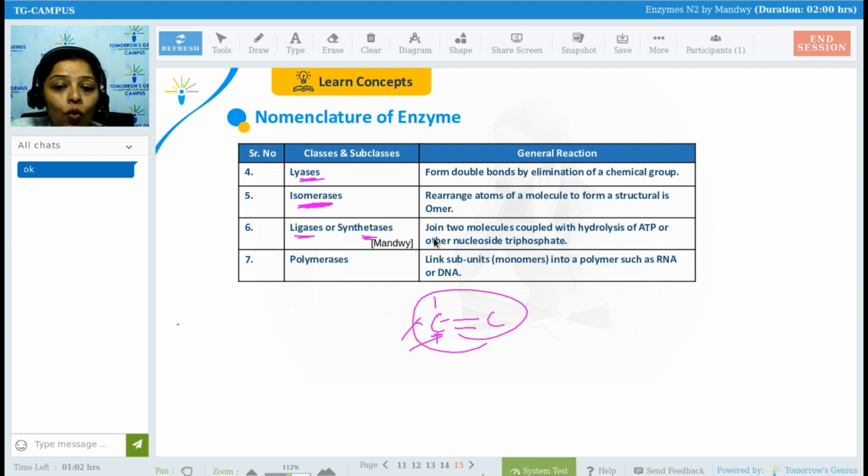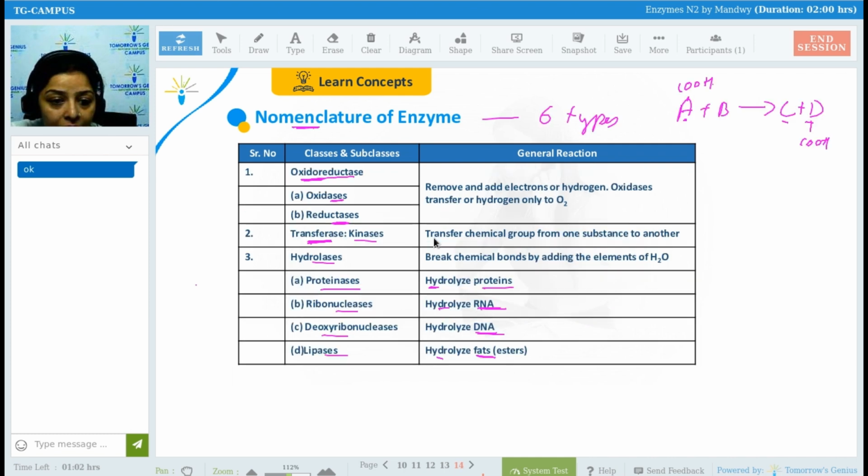Ligases or synthetases. If you want to join some molecules, this joining is done by a specific type of enzyme which is called ligases. For example, if you want to join two nucleotides, you will use the ligases enzyme. Polymerases. If you want to increase the number, polymerization, then you will use the enzyme polymerases. Clear?